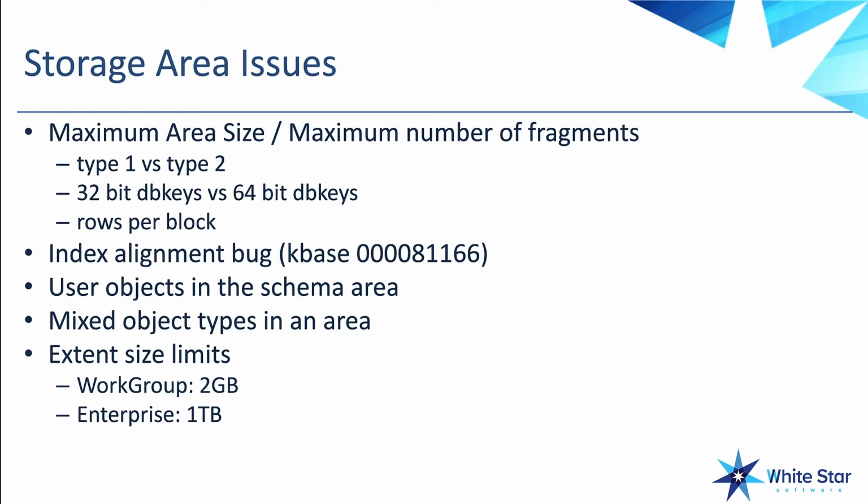A lot of obscure issues are related to the configuration and usage of storage areas. Every storage area has a maximum area size and a maximum number of fragments. The maximums depend on whether it's a type 1 or a type 2 area, whether you have 32-bit or 64-bit DB keys, and what the rows per block settings are. There's also an index alignment bug in some versions of Progress that can crop up and bite you, and you want to avoid having user objects in the schema area. You also want to generally avoid mixing indexes, data, and lobs in the same area. And individual extents can have a size limit depending on whether you've got a workgroup license or an enterprise license, and whether or not you have large files enabled.